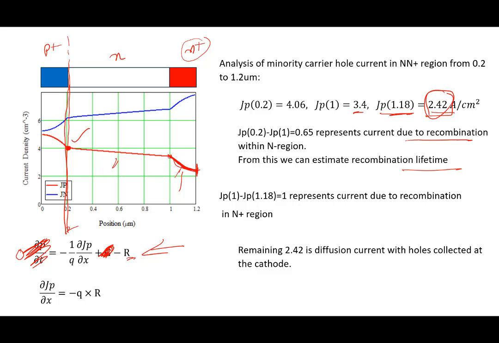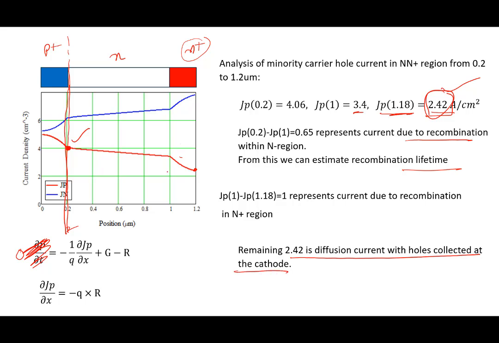Look at the profile here. If there were no recombination in the N plus region, it would have gone like this. It would have been constant, because if no recombination, then del Jp by del x is 0. Nothing changing. Right? So now if you want to interpret what this 2.42 is, 2.42 is what is flowing into the contact. So 2.42 is diffusion current. Everything is diffusion of holes collected at the cathode.